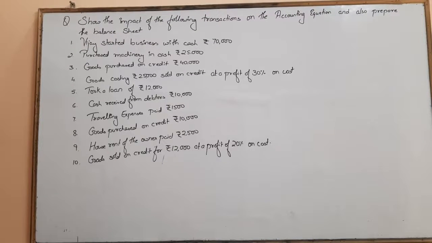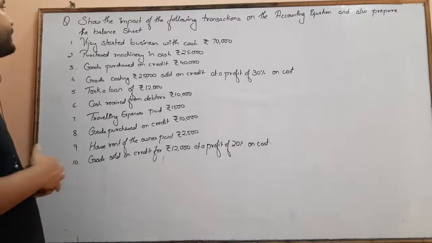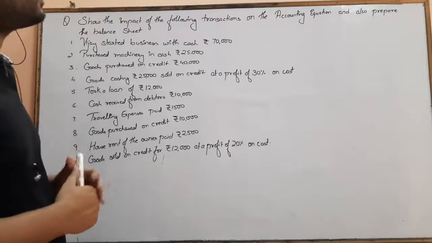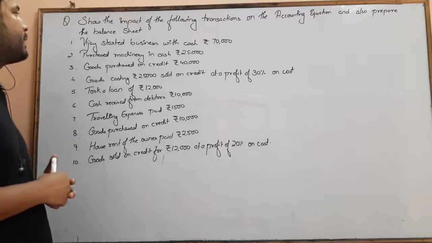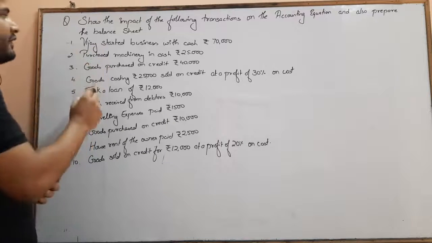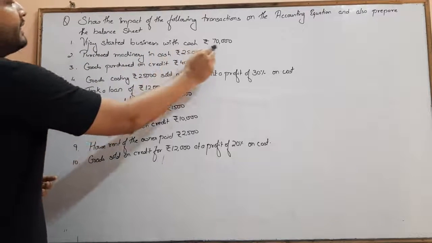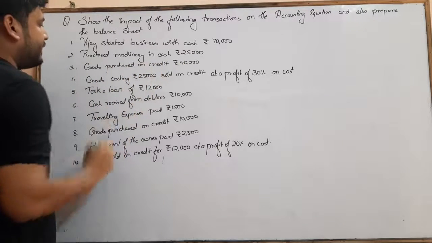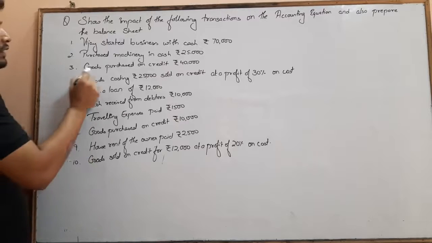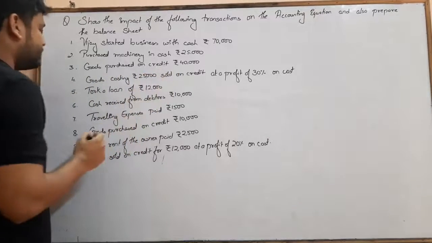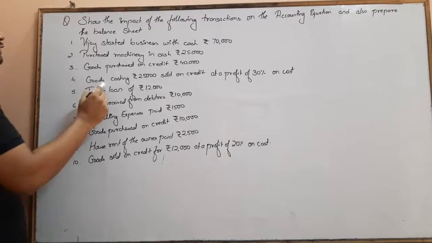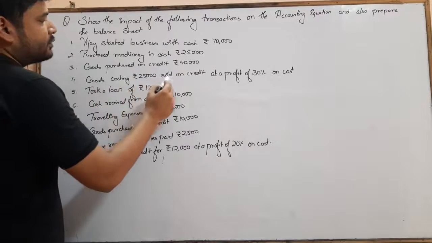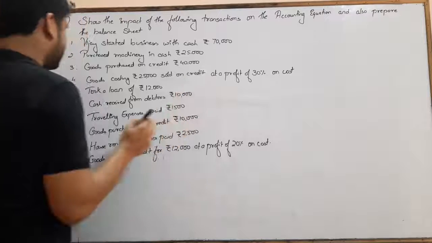Before we start the question based on the accounting equation, let us read it. Show the impact of the following transactions on the accounting equation and also prepare the balance sheet. Point number 1, Vijay started business with cash rupees 70,000. Point number 2, purchase machinery in cash rupees 25,000. Point number 3, goods purchased on credit rupees 40,000. Point number 4, goods costing rupees 25,000 sold on credit at a profit of 30%.